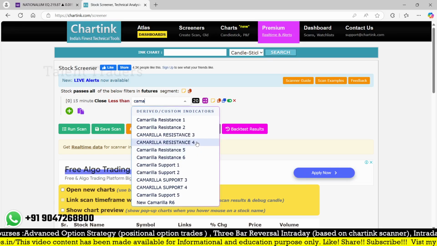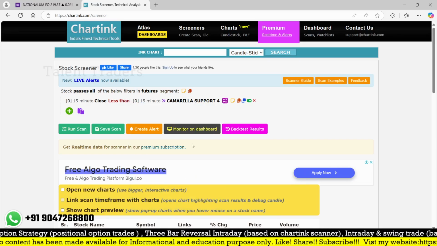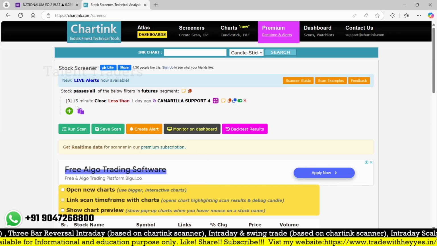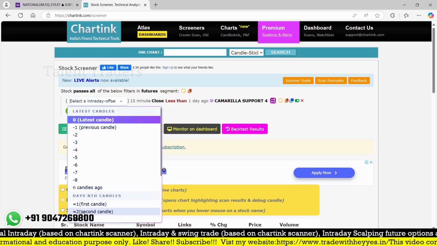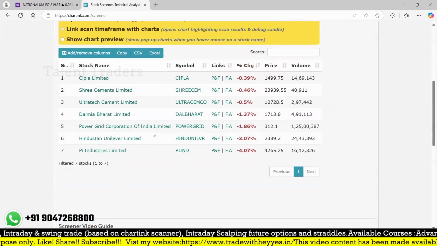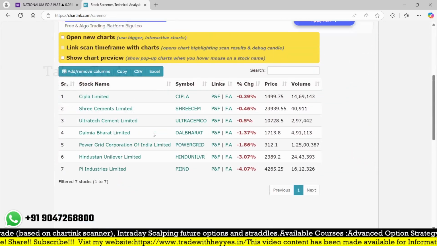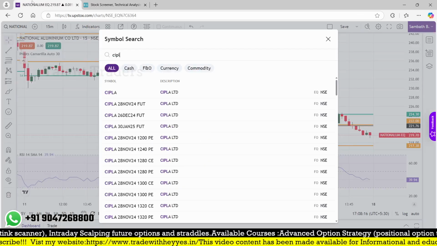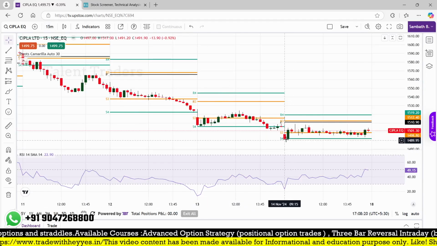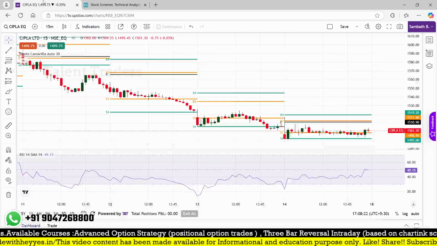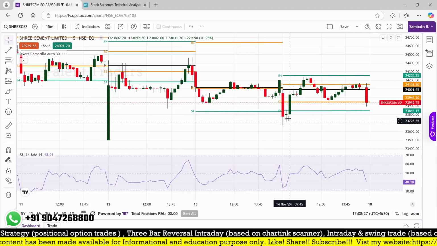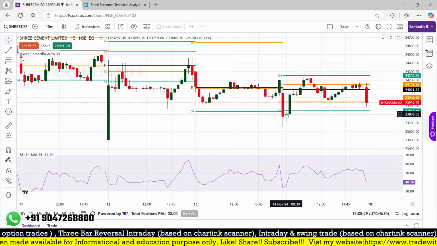This is a custom indicator which we have already created. If you search for a normal Camarilla support or resistance, it is not available in charting, so we need to manually create the custom indicator. Then we can find it. Today around 7 stocks are below support 4 on Camarilla, such as Cipla and Shree Cement, on the first candle, below the support.